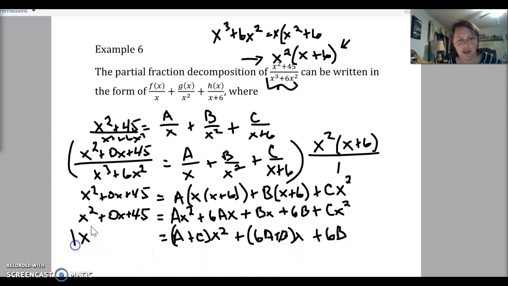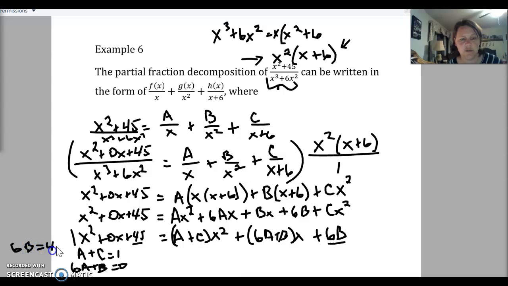Okay, so we have a 1x squared over here plus 0x plus 45. So we're going to have a system of equations with A plus C equals 1 from this coefficient. Then 6A plus B must equal 0. And then for my constant term here, 6B must equal 45. I'm going to put that over here. So 6B must equal 45. So we can go ahead and solve that one right there, easy enough.